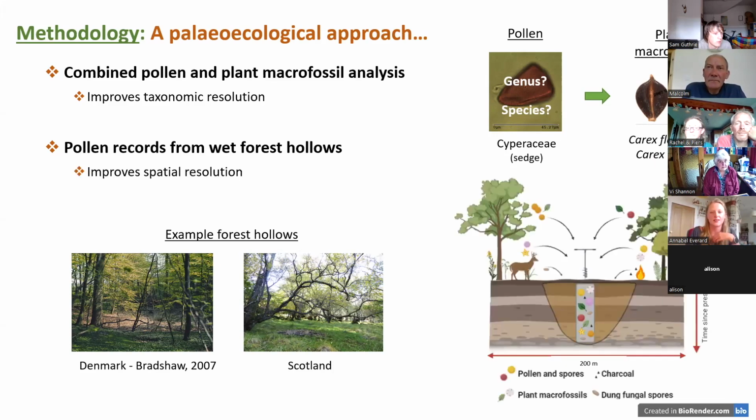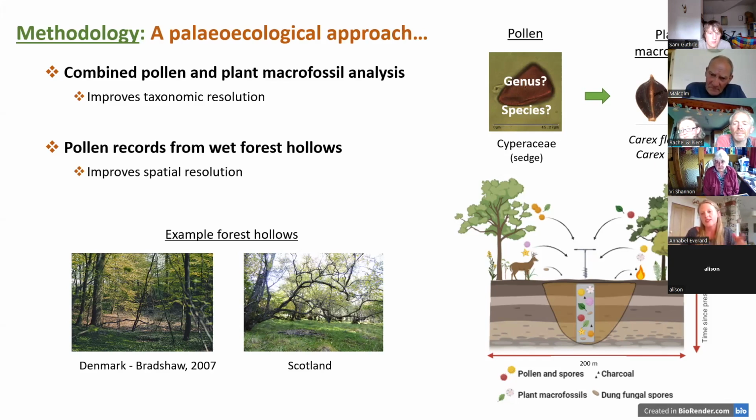In contrast, forest hollows provide a really localized, or stand-scale, record of woodland change. Within the woodland, the pollen dispersed from the woodland canopy is intercepted by trees as it travels through the air. This means that the pollen is transported much shorter distances. It's been found that a roughly 1 hectare forest hollow can be dominated by pollen from a roughly 100-meter area around the site.